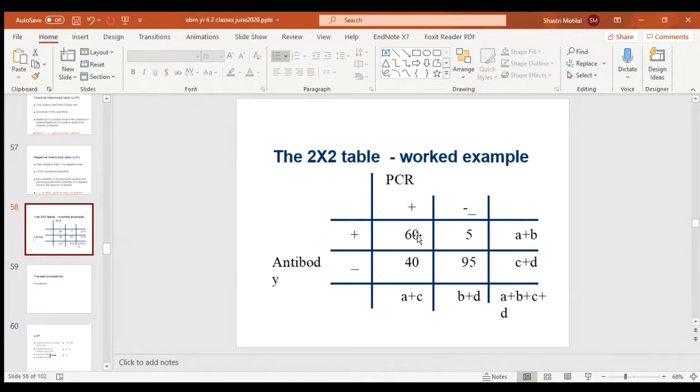So sensitivity will be 60 over 100, 60 over the total. Specificity would be 95 over this total, 95 out of 100. Positive predictive value will be 60 out of 65. Negative predictive value will be 95 out of 135. Work that out. And based on the sensitivity and specificity you get, then you'll be able to calculate the likelihood ratios.